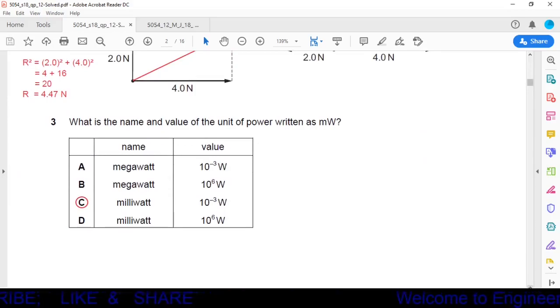Question number 3. What is the name and value of the unit of power written as milliwatt? Okay, it is very clear that milli means 10 power minus 3. So milliwatt is given as 10 power minus 3 watts, because in 1 watt there are 1000 milliwatts. So we can say the name is milliwatt and the value is 10 power minus 3 watts. So option C is the correct option.